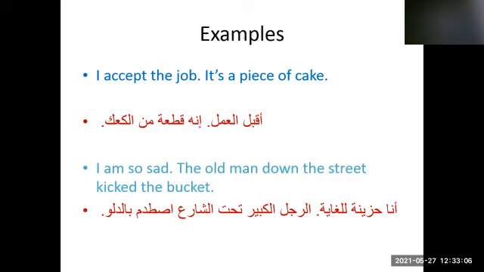I'm so sad لأن الرجل المسن down the street is always translated as في نهاية الشارع. الرجل الكبير أو المسن الذي يسكن في نهاية الشارع, down the street. خدوا بالكم, prepositions are used differently in English and Arabic. So down the street, down here does not mean تحت أو أسفل. It means في نهاية الشارع.